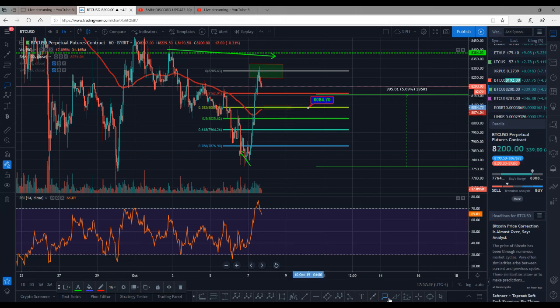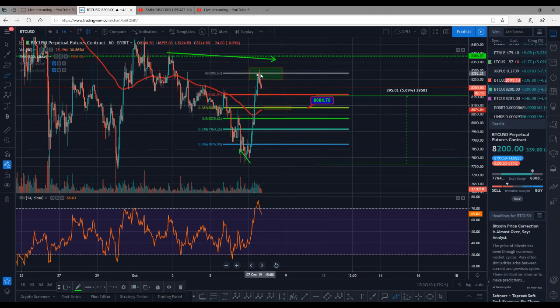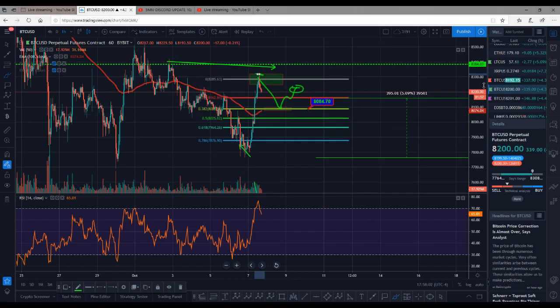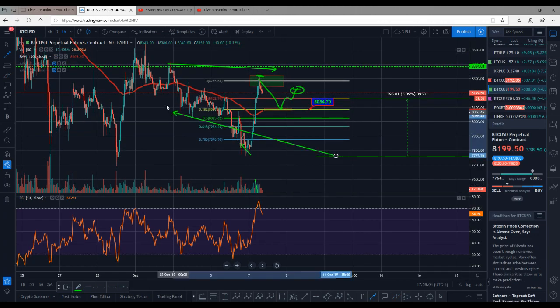If we get this drop, we just have to be very careful, because we do not want to make a WXY. So if we get this drop down to 8,100, and another push, a three wave move up to a 0.618 to 50% pullback from this 8,300, it's going to be very bearish if the drop is going to look like this. If the drop looks like this, it's going to be very bearish.